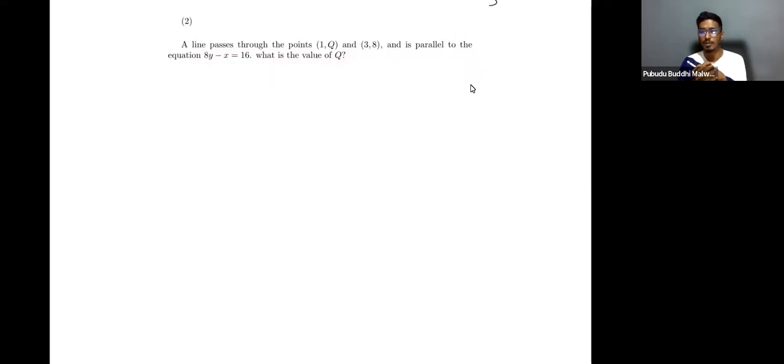Sometimes we tend to compute unnecessary components, quantities. That's not the point. So we should be able to find the shortest path. In this case, to compute Q. Let's see. So line passes through the points. So clearly we have 2 points. Let's say K and L, 2 points, and is parallel to the equation. So this is a line actually.